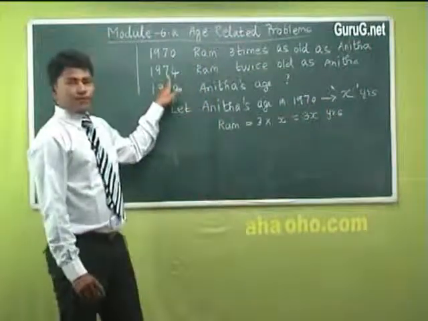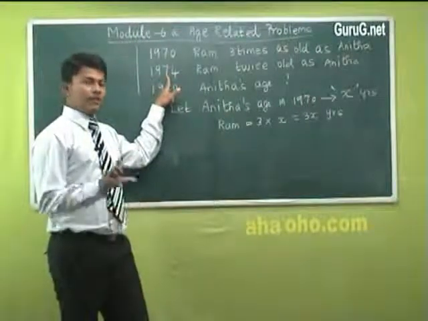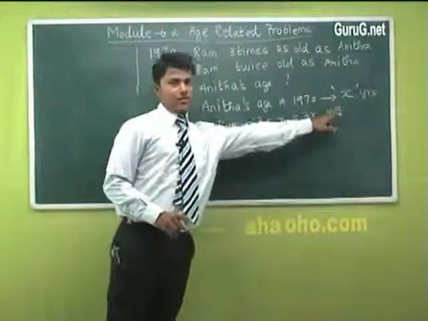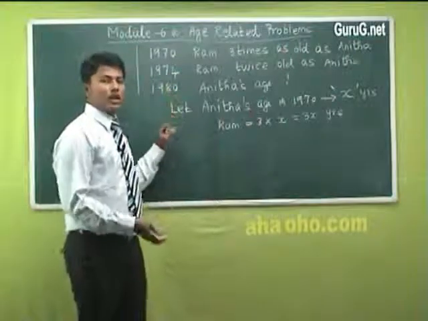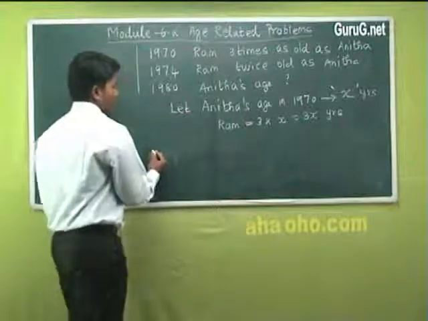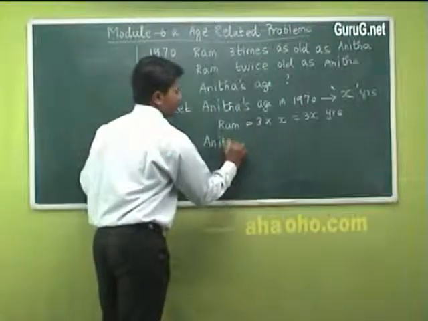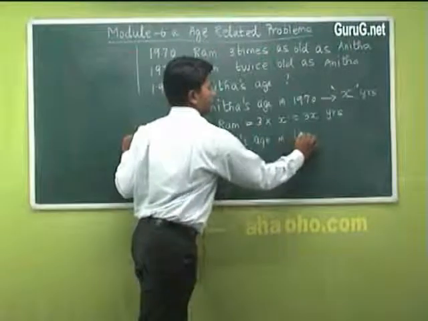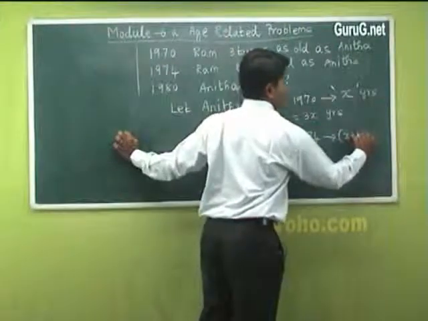In 1974, 4 years have passed. If the age of Anita in 1970 is x years, what will be the age of Anita in 1974, that is after 4 years? It will be x plus 4. So in 1974, Anita's age will be x plus 4 years.